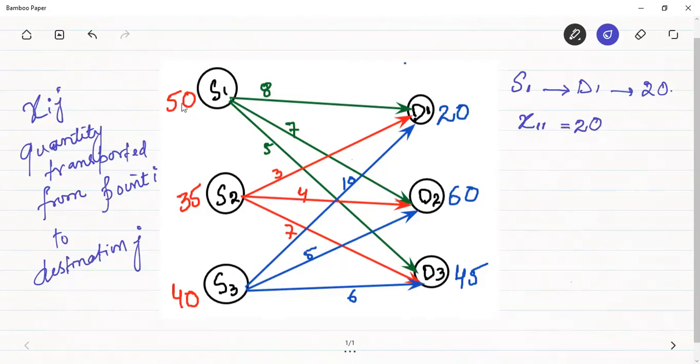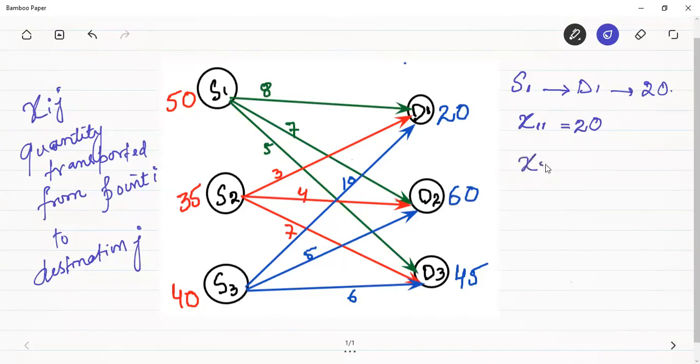Now how much is left with it? Can someone tell me? Its supply was 50. It could have supplied 50. It supplied 20 units to destination 1. Now how many units are remaining with it? 30. Obviously its capacity is 50, it has given away 20 units, now it is left with 30 units. So out of these 30 units, it is giving 20 units to destination 2.